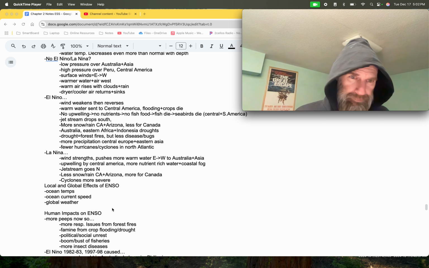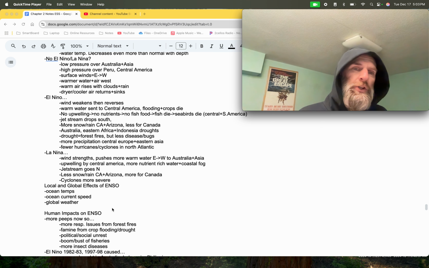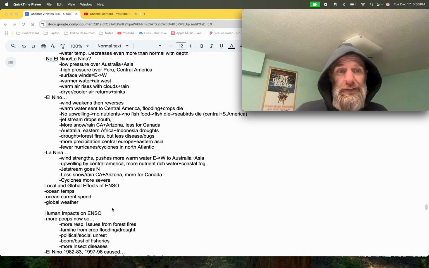So, local and global effects of the ENSO. Ocean temperatures get affected by it. Ocean current speed gets affected. And also the global weather patterns, as you can see.